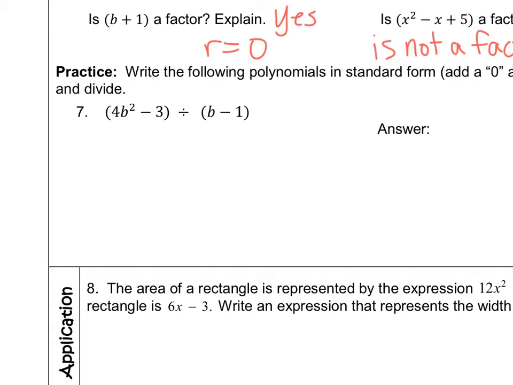When I look at what I'm dividing into, it's not in standard form. I don't have a b term in here. So when I set up my division, I'm going to say b minus 1, and I've got my 4b squared, but I have to have a b term. So I'm going to say plus 0b minus 3. Now I've got it in standard form. I can go through the process. So I want you to pause your video, go through the process, get number 7 completely solved, and then check back for the explanation.